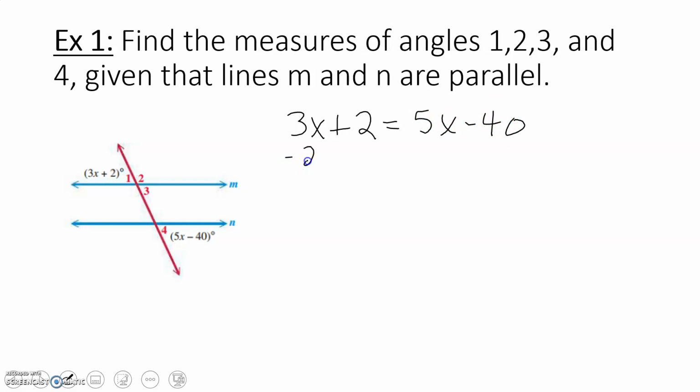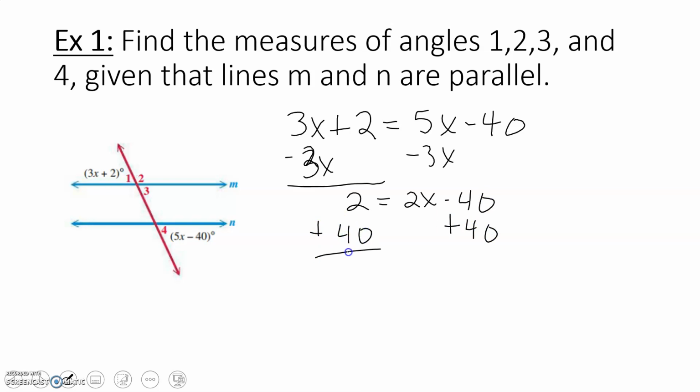So I'm going to subtract the 3x from both sides just because it's smaller. And you get 2 equal to 2x minus 40. I'm going to add the 40 to both sides. And you get 42 is equal to 2x. And then we need to get rid of the 2, so we'll divide both sides by 2. And we get x is equal to 21.